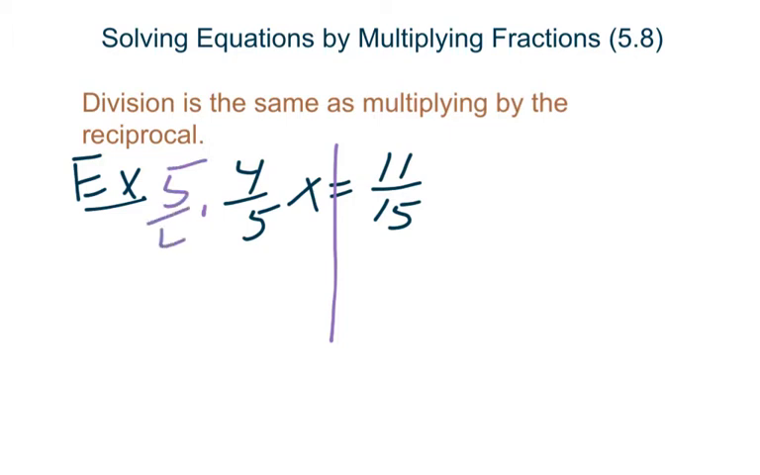So 5/4, the 4's are going to cancel because 4 will go into 4 once, and then the 5's will cancel because 5 will go into 5 once. So we just get 1x, which is what we want.